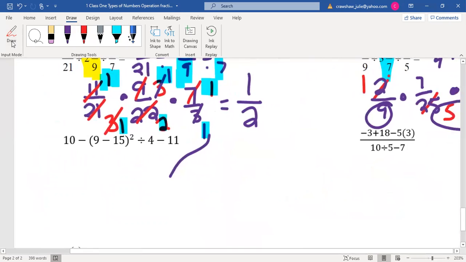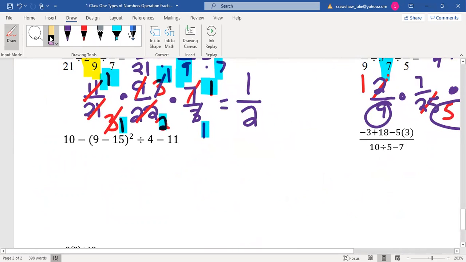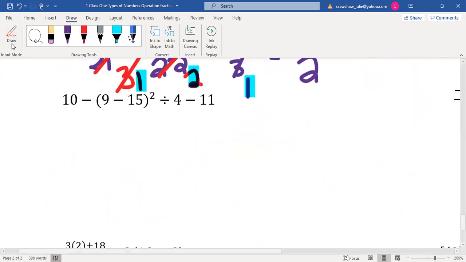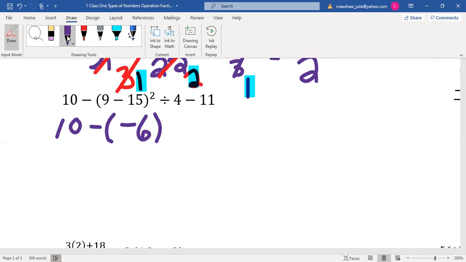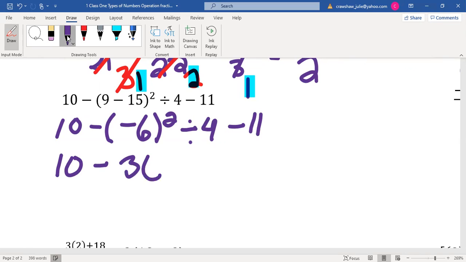Now, on to the next line. We're going to utilize order of operations. So I'm going to do everything inside the parentheses. 9 minus 15 is going to be negative 6. And negative 6 squared is going to give me a positive 36. Now my minus sign is still there because it was on the outside of the parentheses. It's this inside minus sign that got squared that made it a positive 36.